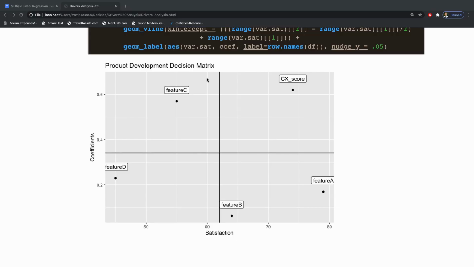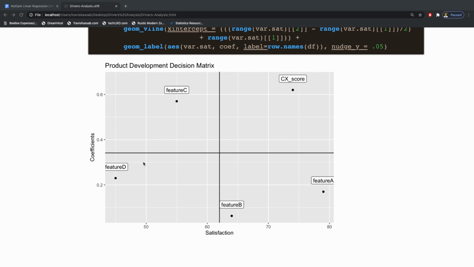The most interesting quadrant is definitely quadrant 2, because we see that feature C is relatively low satisfaction, but relatively high in terms of importance here. So what I would say to the product team is that they should prioritize their efforts on improving feature C, because this will give them the most bang for their buck in improving overall app satisfaction. Okay, just a little more down here.